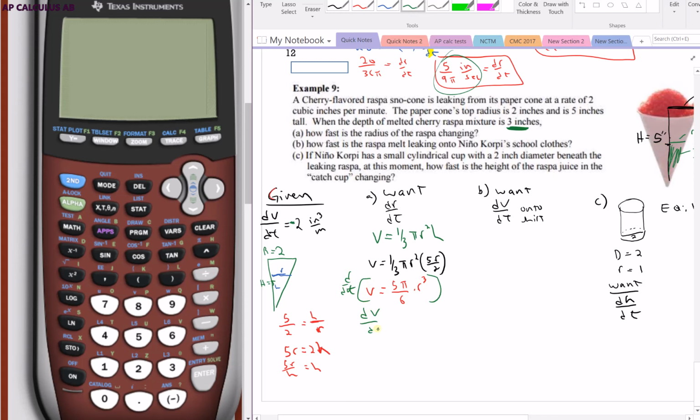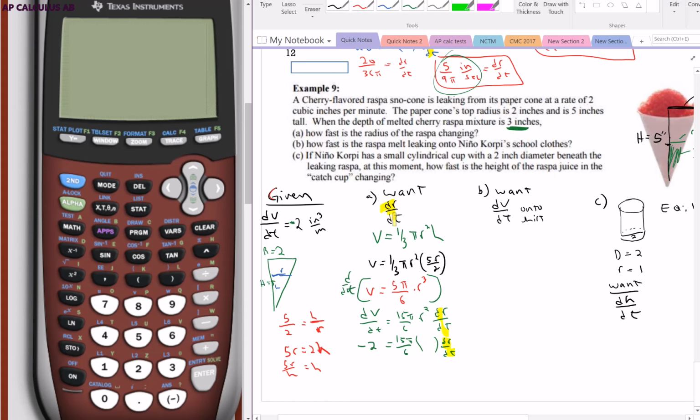and then we can take the derivative because we want dr dt, and we'll get dV dt equals 15 pi over 6, which simplifies, but I'll just leave it like that for now, r squared dr dt. And we plug in the things we know. We know dV dt is -2. This is 15 pi over 6. We don't know what r is yet. We're going to have to figure that out. And dr dt is what we want.